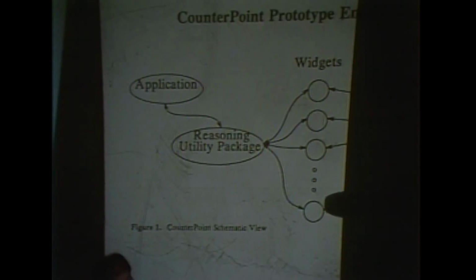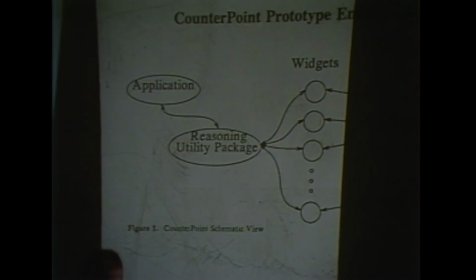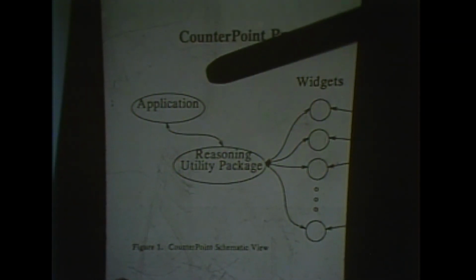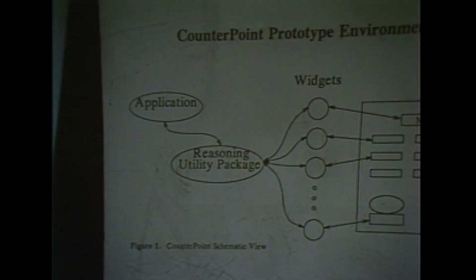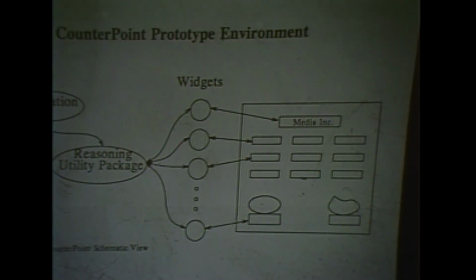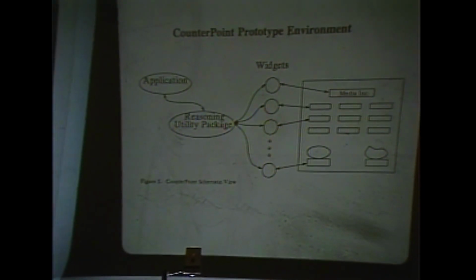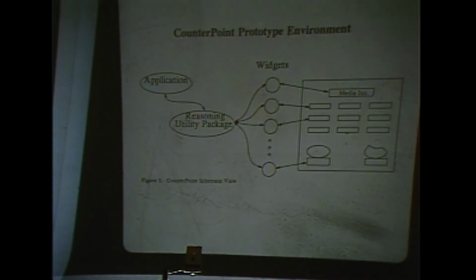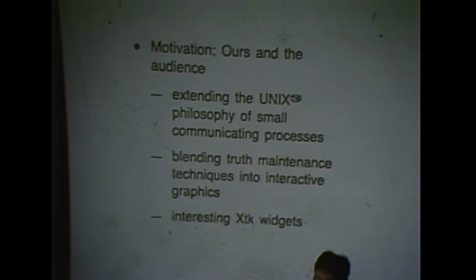And we actually have schemes for turning each of those into an 8 megabyte process, but that's another story, I guess. And then we have an application here that communicates to those widgets through the reasoning utility package. All of these things are hooked together with IPC, and we actually have some interest in inter-process communication. The demo that you'll see today is using internet datagrams, and we use those because they don't soak up a file descriptor. One of the problems you have here is you run out of file descriptors. So that's extending the Unix philosophy of small communicating processes.